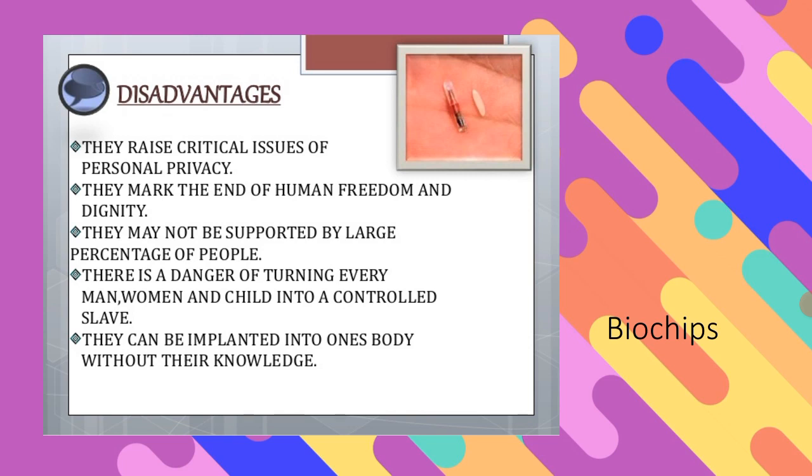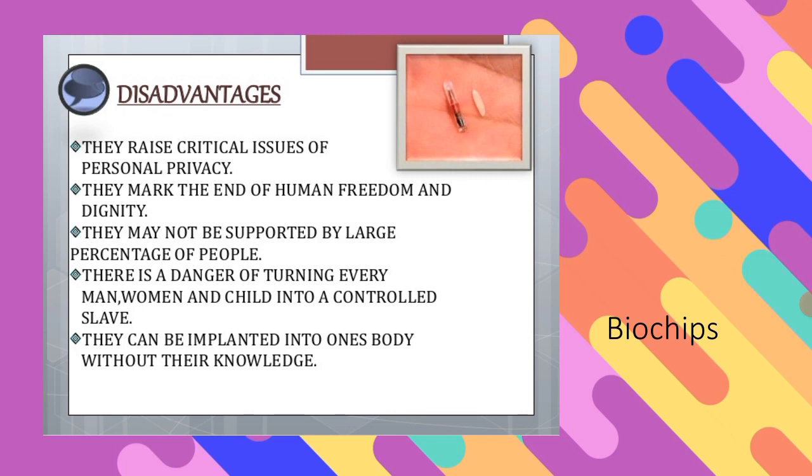And again there is a danger of turning every man, woman and child into a controlled slave, which means we can control their activities, we can control their reactions. We know the person's uniqueness, we know the person's reactions, their gene expressions, their activities, their biochemical reactions. So there can be controlled slaves, which is not good for the population or for the person.